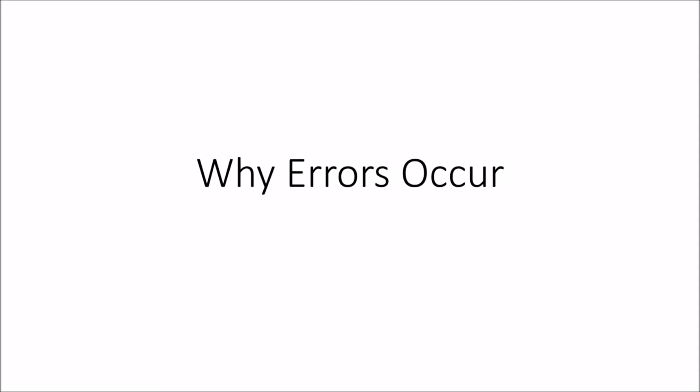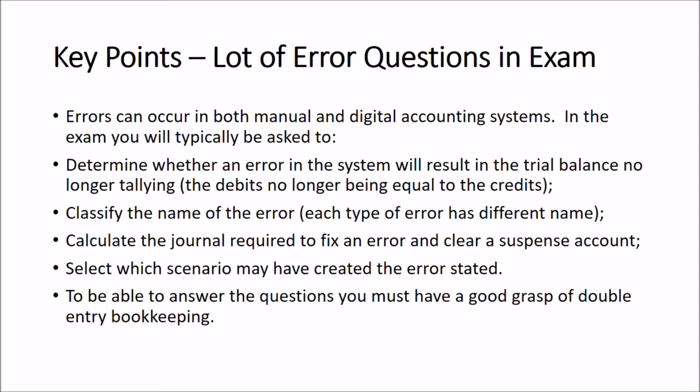Why errors occur. So, in this chapter, the key points are errors can occur in both manual and digital accounting systems. In the exam, you're typically going to be asked to determine whether an error in the system will result in the trial balance no longer tallying. So what that is, is that the debits will no longer be equal to the credits.